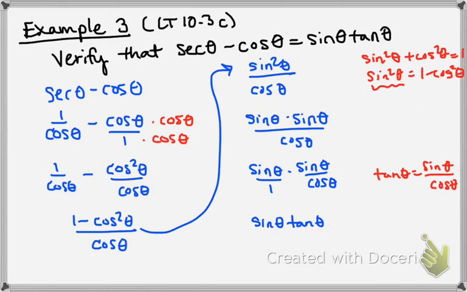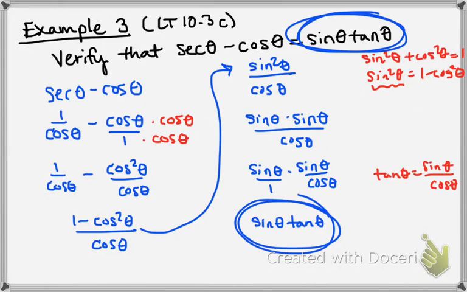So now this here is the same thing as what they wanted me to get up here, so that I know that I am done. Now remember, it may take you the same number of steps it took me. It may take you more. It may take you less if you did it a different way. As long as you're using trig identities to get to the other side, then you are okay.